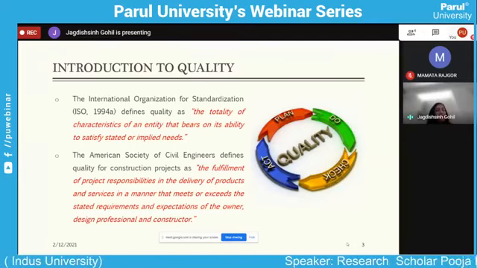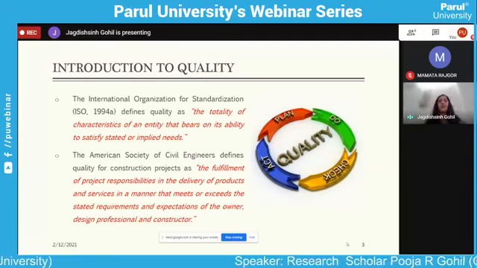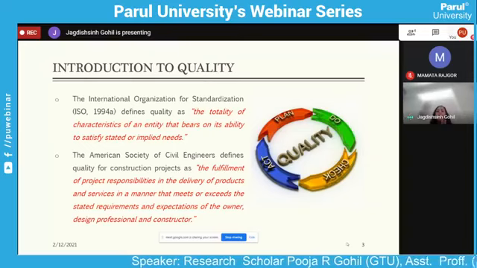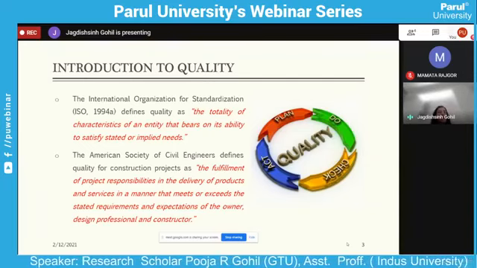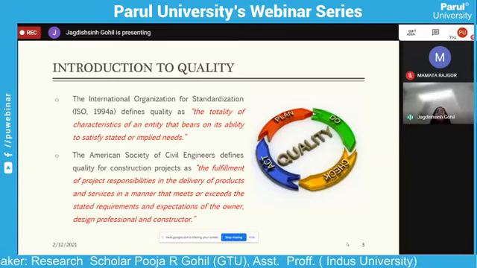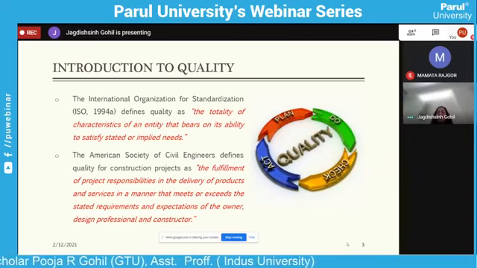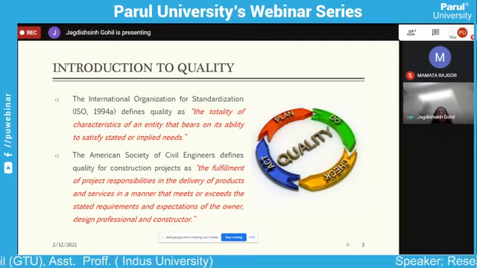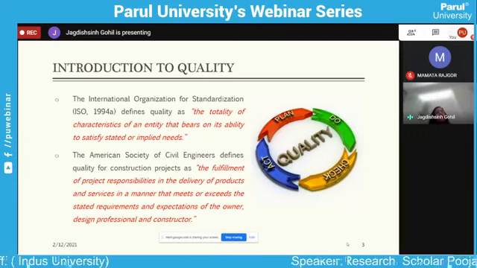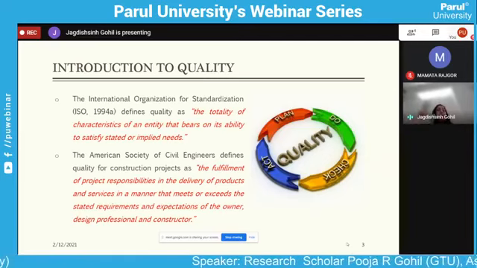Now, if we talk about construction projects, this is one organization which we all are familiar with, ASCE, the American Society of Civil Engineers. They define quality for construction projects as the fulfillment of project responsibilities in delivering the products and services in such a way that it will meet whatever our customer or owner expects and whatever the stated requirements are. So this is the simple meaning of quality for construction projects.